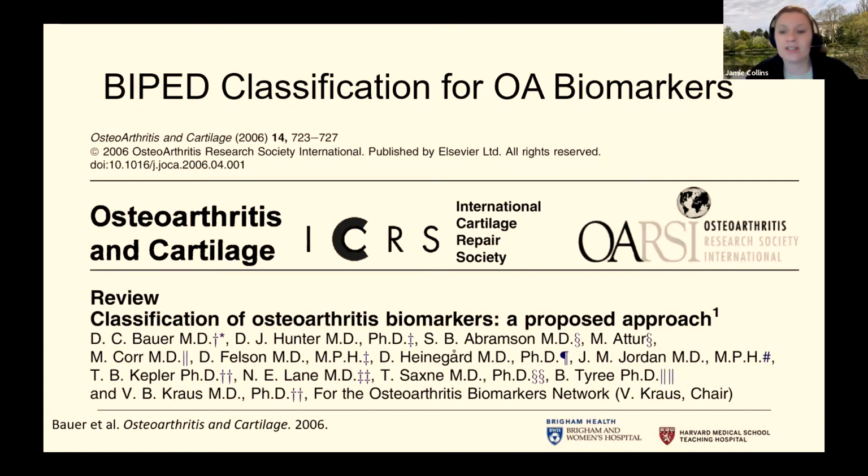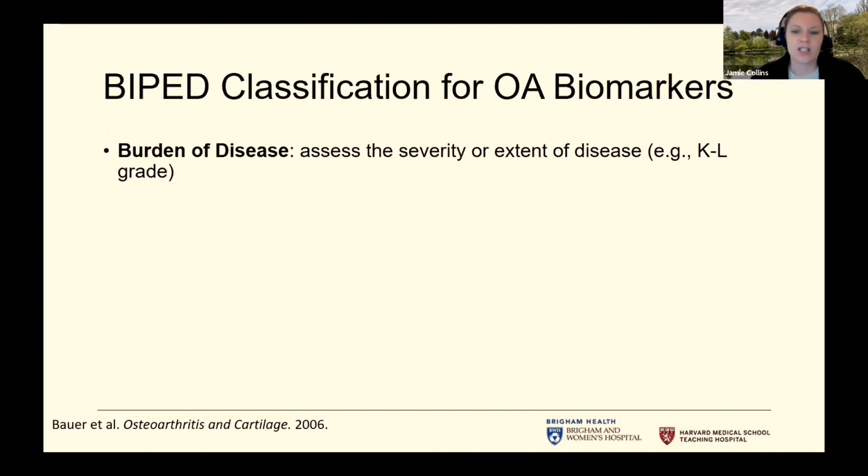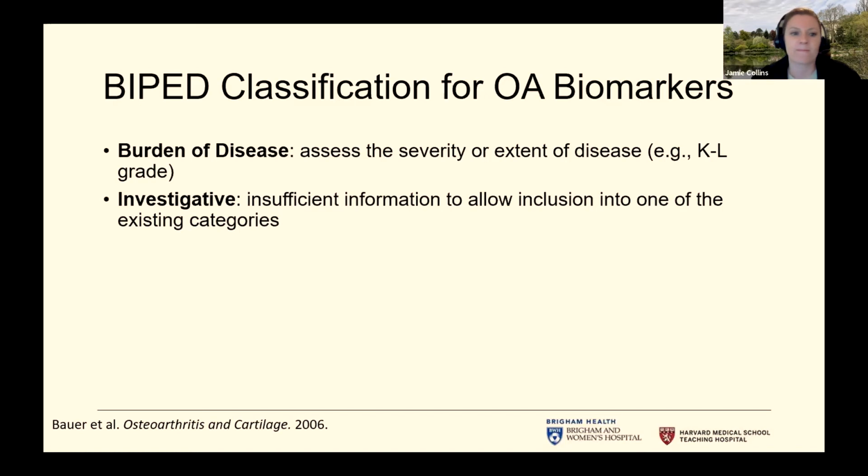In the early 2000s, there was an effort from the OA research community to begin to characterize and classify OA biomarkers. So this paper was published in 2006 with a proposed classification for OA biomarkers, the BIPED classification. This characterizes OA biomarkers as burden of disease, so biomarkers that assess the severity or extent of disease. For example, KL grade.